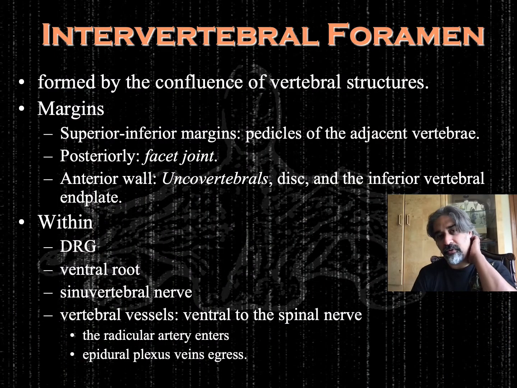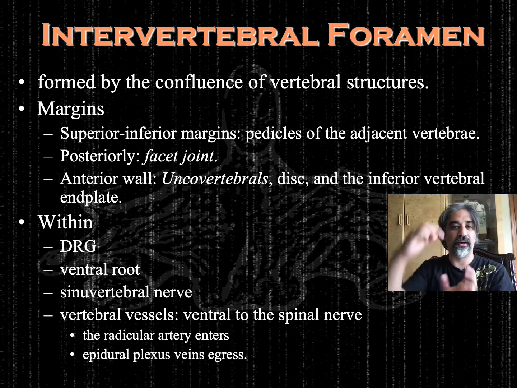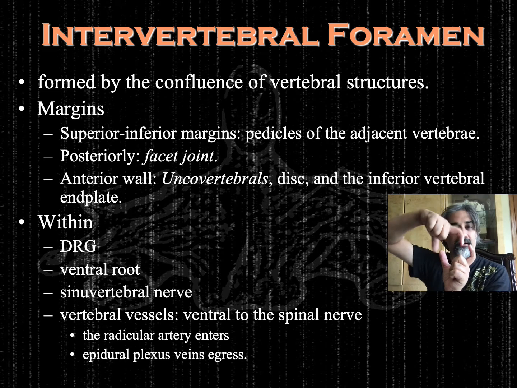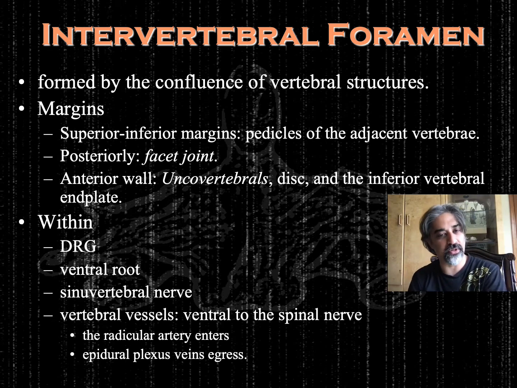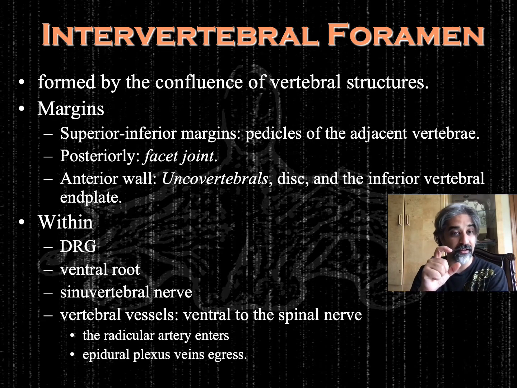The intervertebral foramen is formed by the confluence of the vertebral structures. Superior and inferiorly, it's the pedicles of adjacent vertebrae, and posteriorly, it's the facet joint. Anteriorly, it's the uncovertebral joints, the disc, and the inferior vertebral endplate, and we're going to look at that in a moment. Inside the intervertebral foramen are the dorsal root ganglion, the ventral root, the sinuvertebral nerve, and the vertebral vessels.